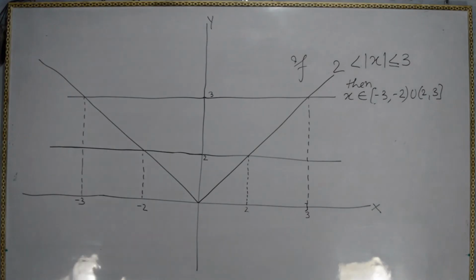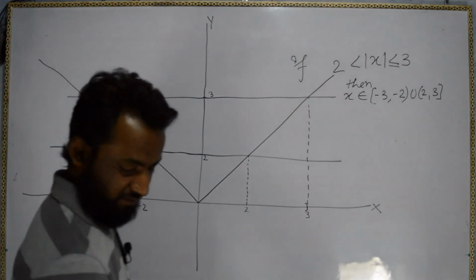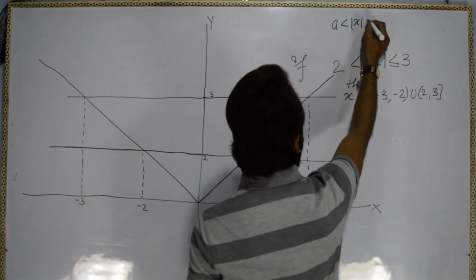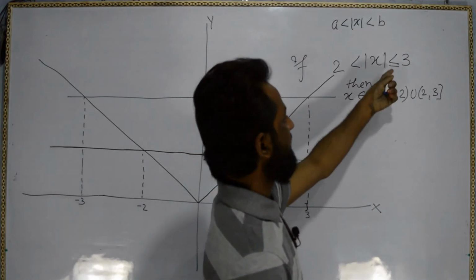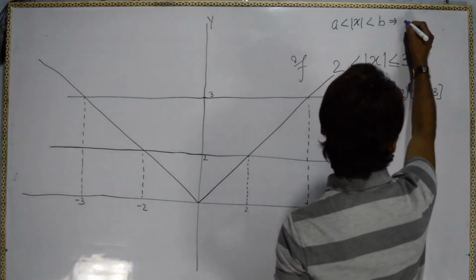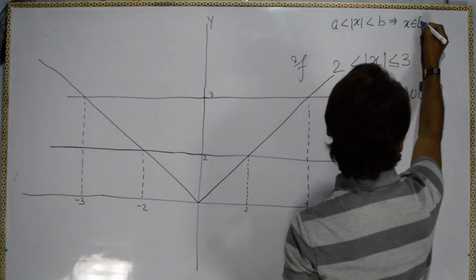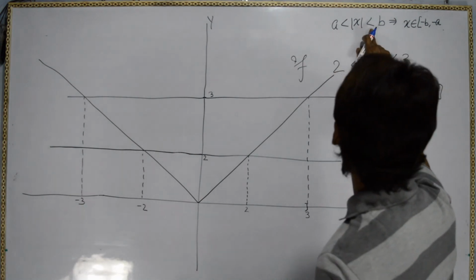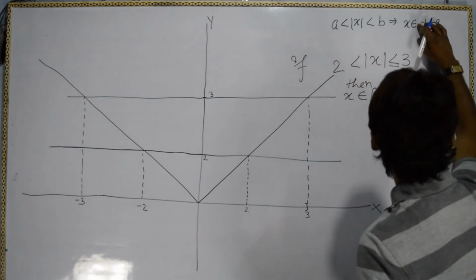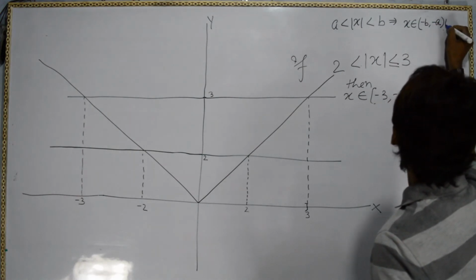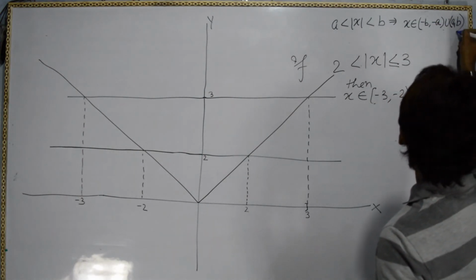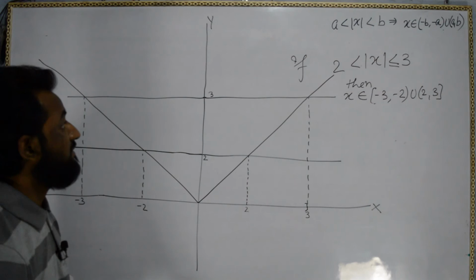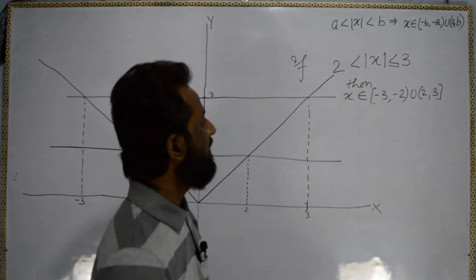Okay, so our next example is for the last inequality. What was the last inequality? It was mod x less than b. Here I have taken equality sign. So for this we had x belongs to minus b to minus a. Okay, since b is open here, means equality sign is not there, minus b to minus a union a to b. So for that inequality I have this example.